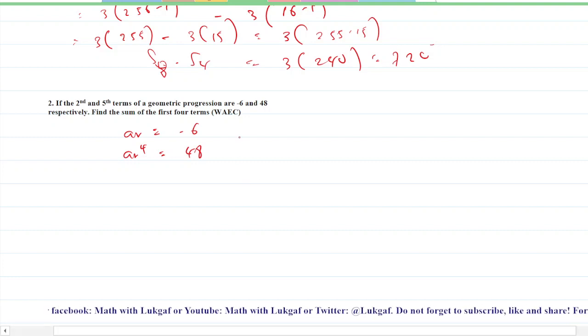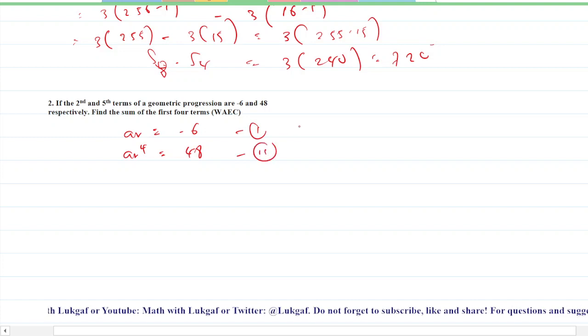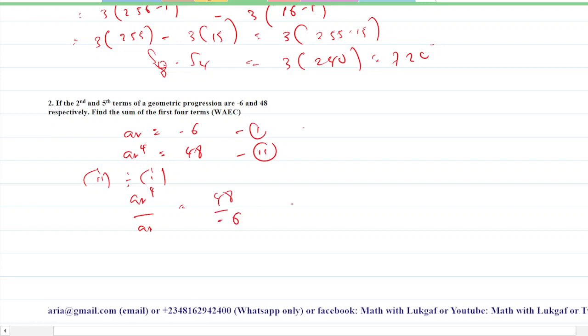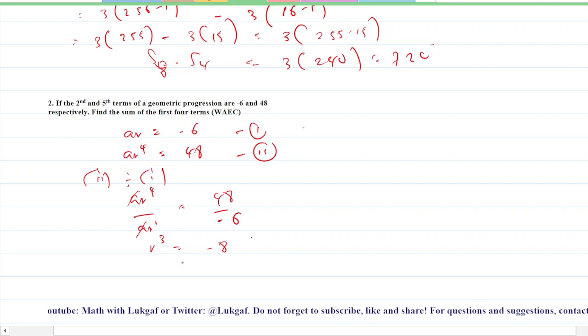That's not difficult to do. Call this equation 1 and equation 2. From here, if I say 2 divided by 1, or you can say 1 divided by 2, you are going to arrive at the same answer. So I'm going to have AR raised to power 4 divided by AR is equal to 48 divided by -6. So this will cancel this, then you have R raised to power 3 left, if you use your law of indices, right? So this is going to give you -8.